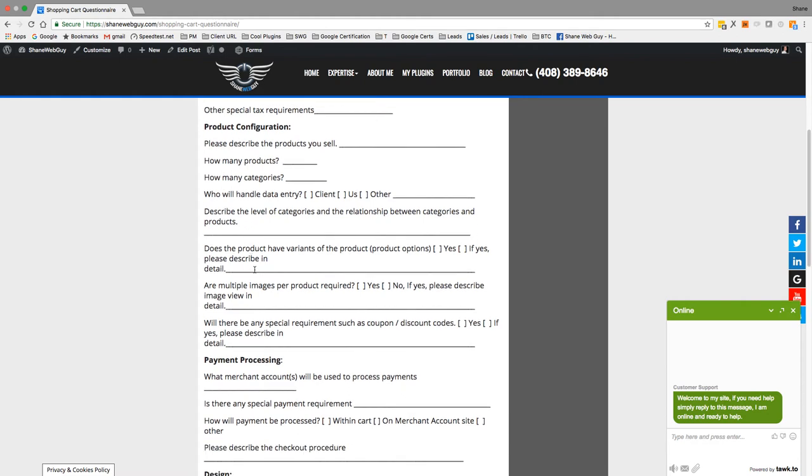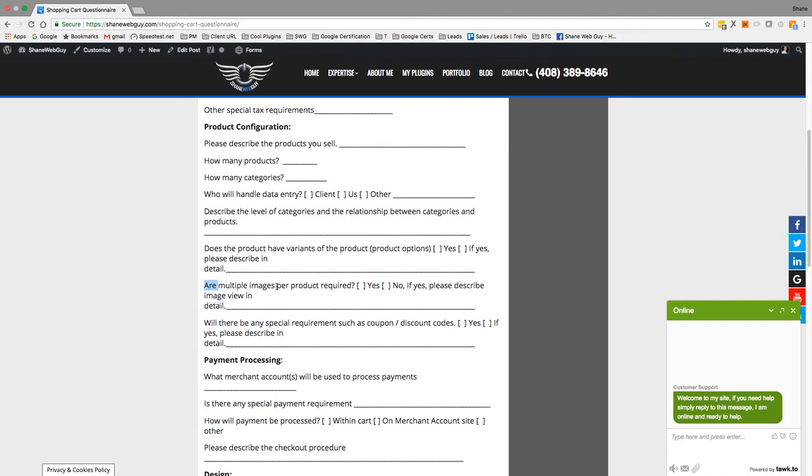So, okay, product variants. Does a product have variants, product options? Yes or no? Please describe in detail. This can be pretty complicated. And what a product variant is, we've all seen them. Year, make, model is the car example. T-shirt sizes, where you might have one product number or one SKU, but you might have variations of that product. So you have a happy face t-shirt and you have it in large, small, extra large, and then you have colors.